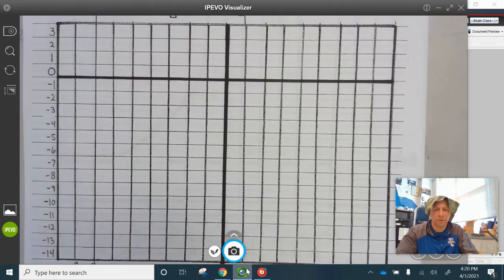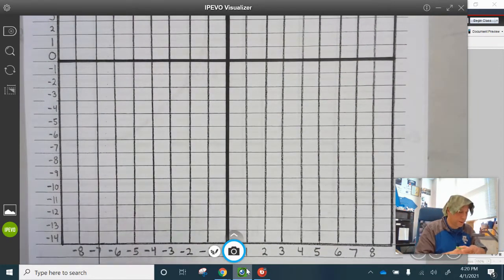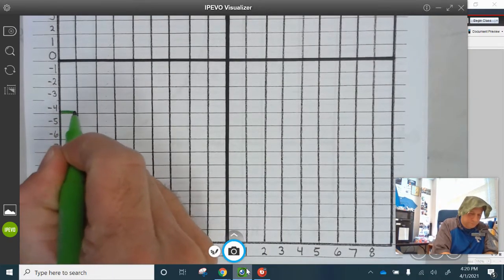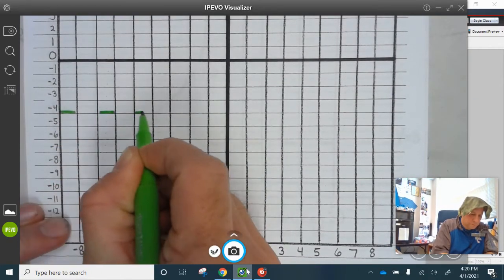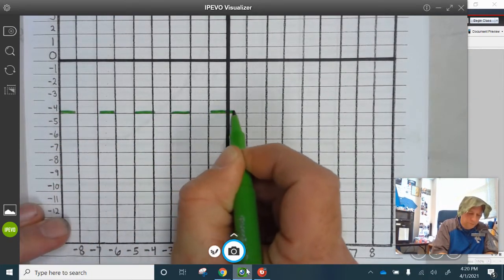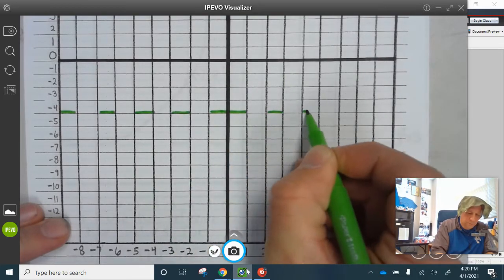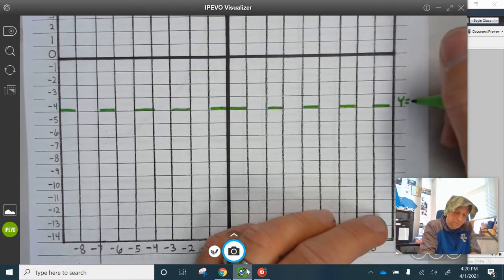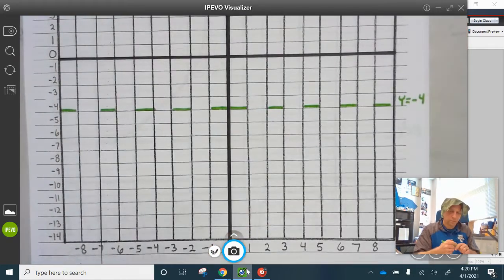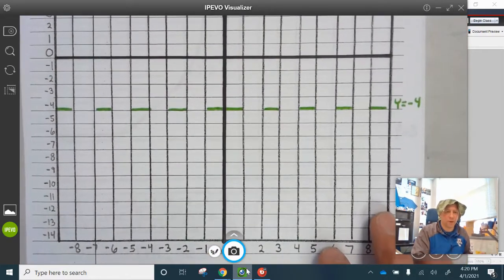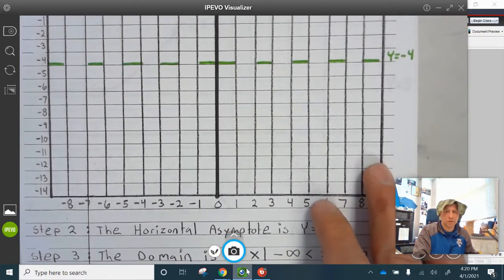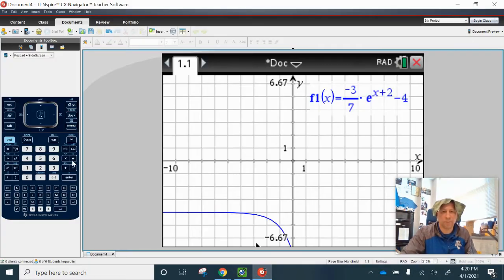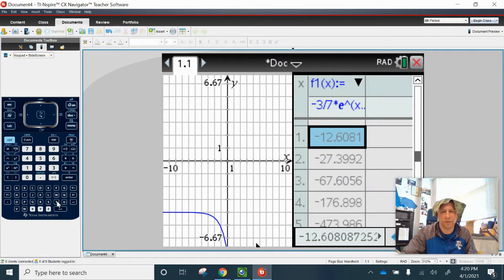Okay. So let's go ahead and graph that. Y equals -4. Okay. So we have our asymptote. Right now, we're going to go back to our graph, press Control T to find some points.